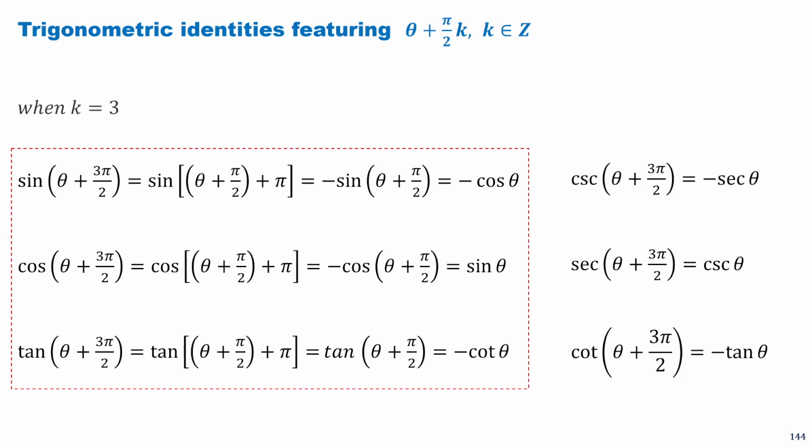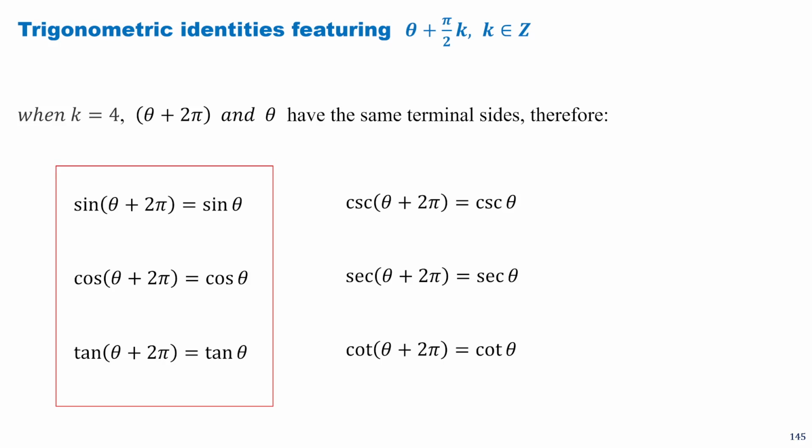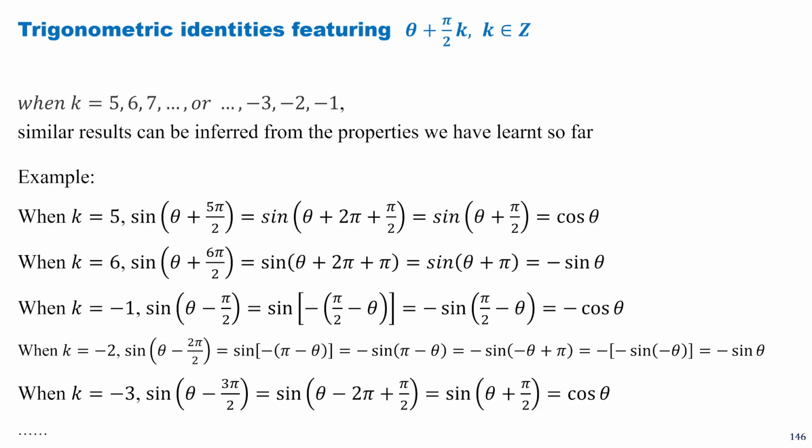Alright, so when k equals 4, we can easily see theta plus 2 pi is actually coterminal with theta, right? Therefore, sine theta plus 2 pi equals sine theta. Cosine theta plus 2 pi equals cosine theta. Tangent theta plus 2 pi equals tangent theta, right? And using similar methods, we can also evaluate when k equals 5, 6, 7, or the other side, negative 3, negative 2, negative 1. All of the cases can be evaluated using what we have learned so far, when k equals 1 or 2, right?